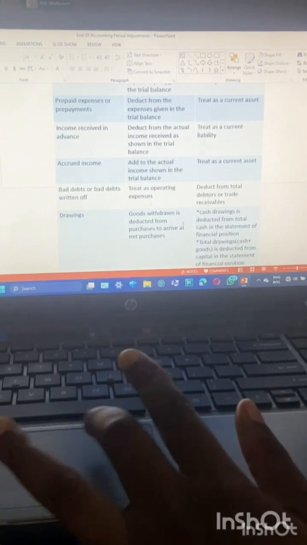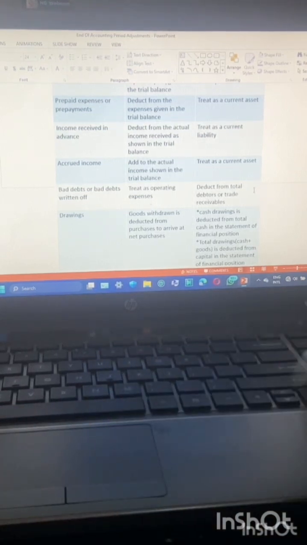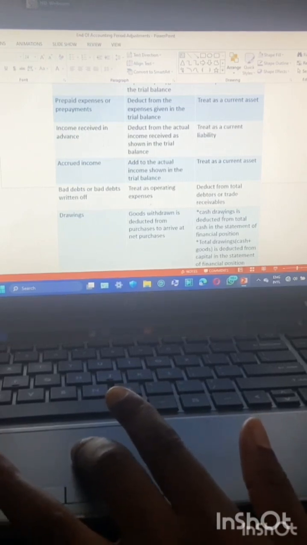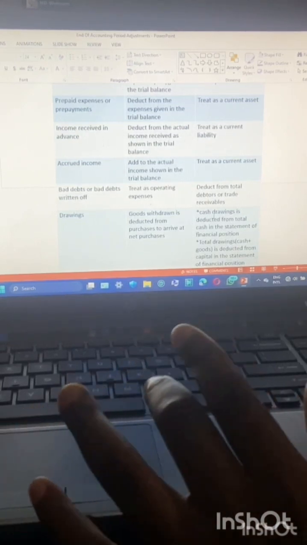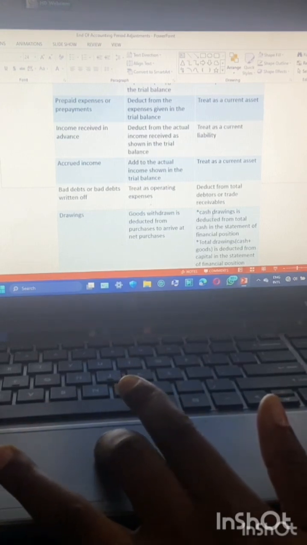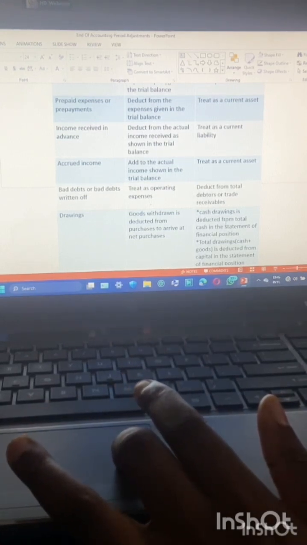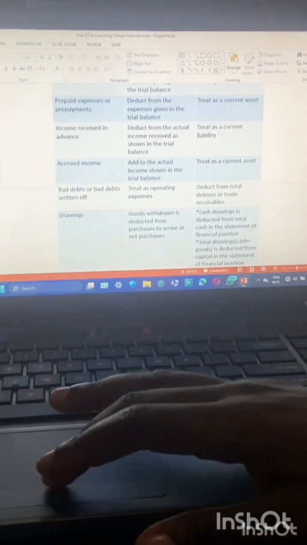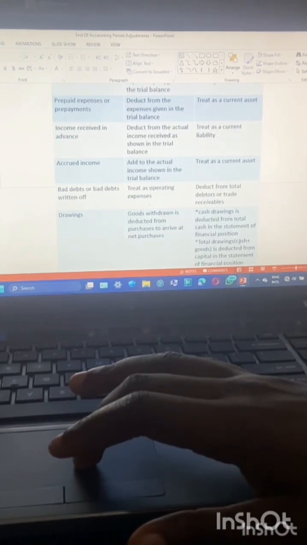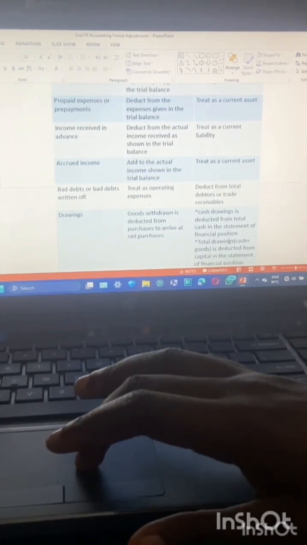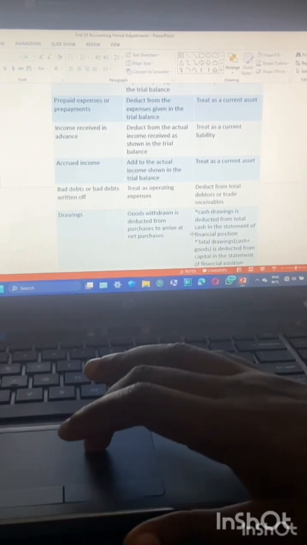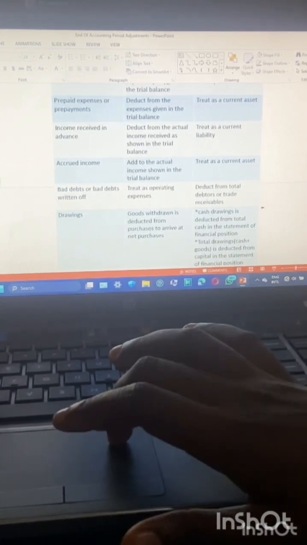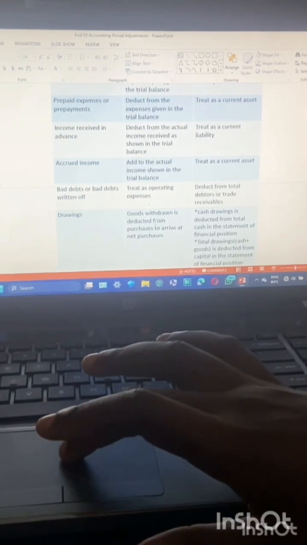Now when we go to the statement of financial position, we'll be considering the cash drawings. Now the cash drawings appear in the statement of financial position. It is deducted from the total cash in the statement of financial position. That is, if cash was withdrawn, then we reduce that cash drawing from the cash amount in the statement of financial position, right? And then when we get to the total drawing in that same statement of financial position, we less the total drawing, in this case both the goods and the cash. As you can see, cash does not appear in the comprehensive income, it only appears in the financial position, while the goods appear in the comprehensive, right?